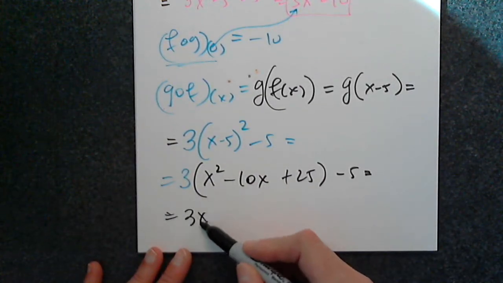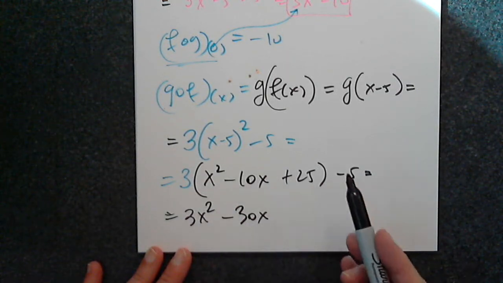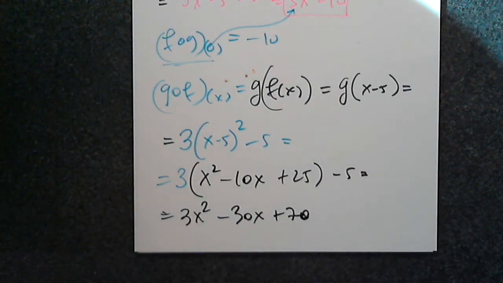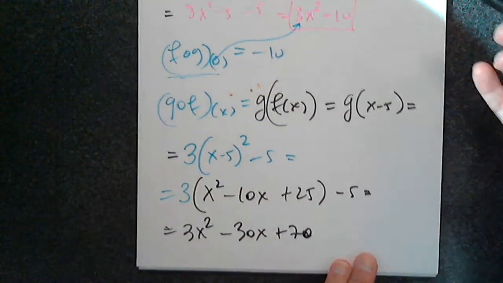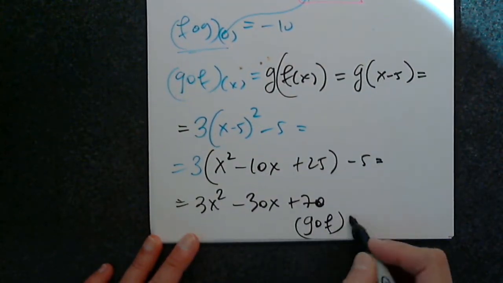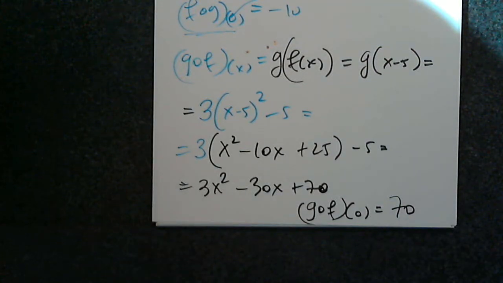So this is 3x squared minus 30x, and that's 75 minus 5. It's 70. Minus, because it's minus. Good. So now we are asked to find g comma f of 0. I have the function. How much is g comma f of 0? 70. Well done. Any questions on this?